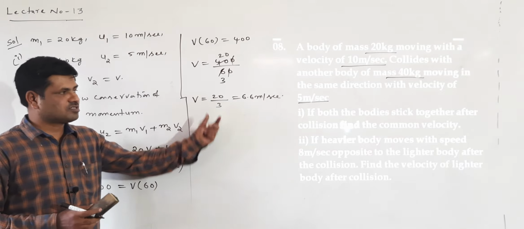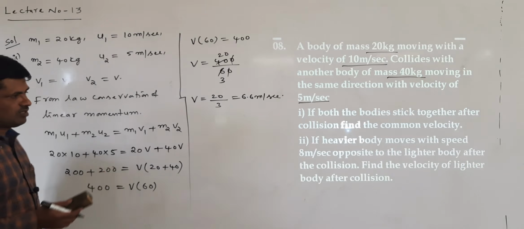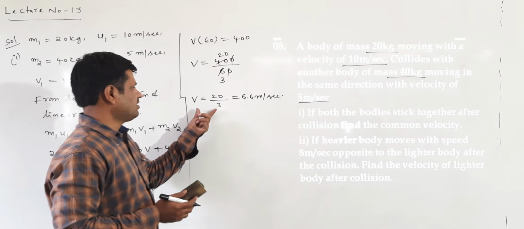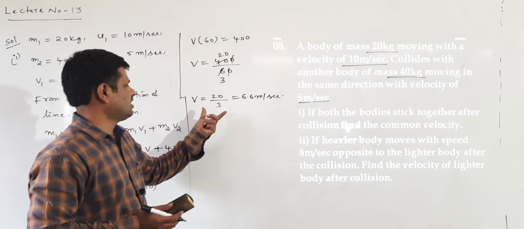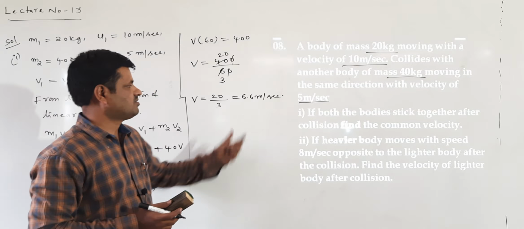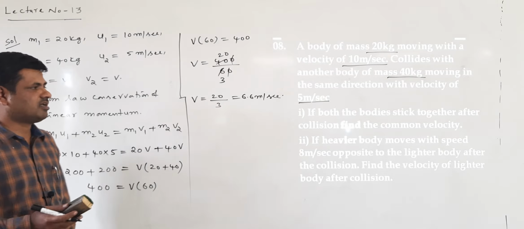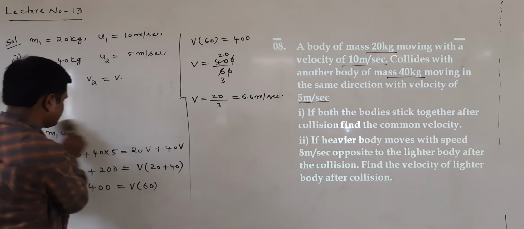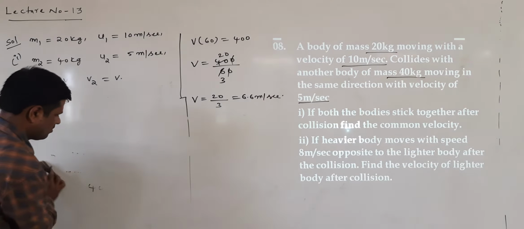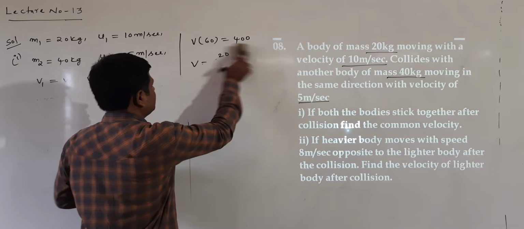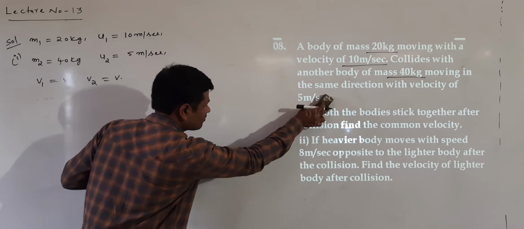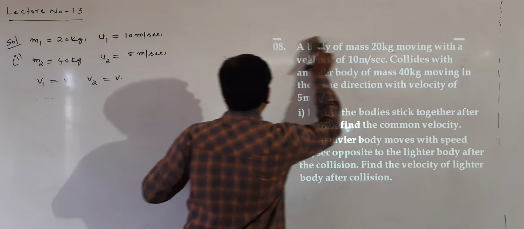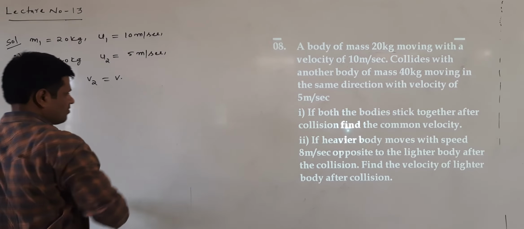Next, the first question is completed. Next we come to the second question. Listen here, this is the final velocity or common velocity after the collision. How much are we getting here? 6.6 meter per second. Next, see the second question here.